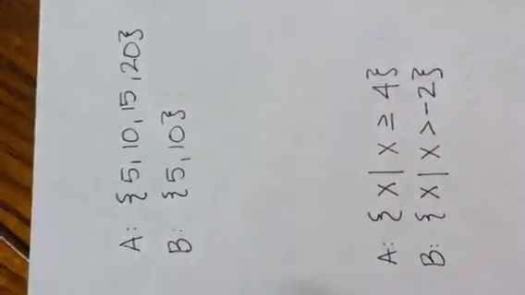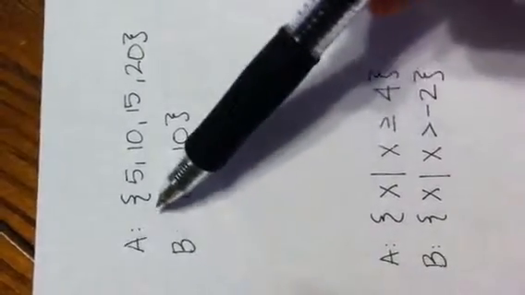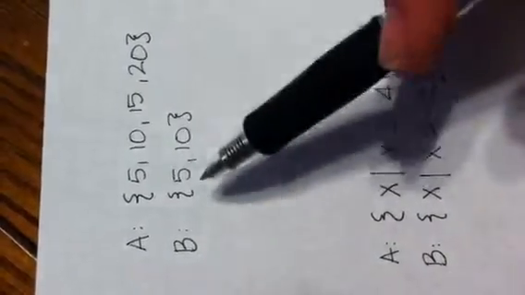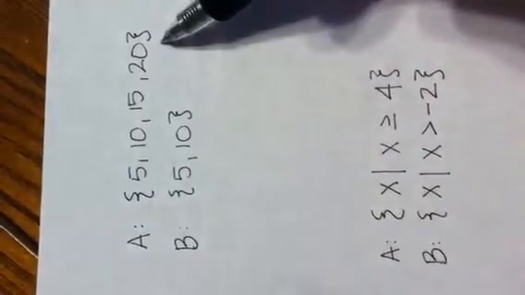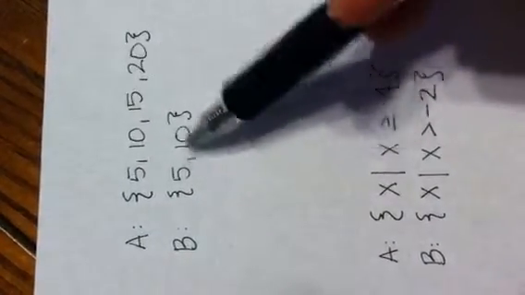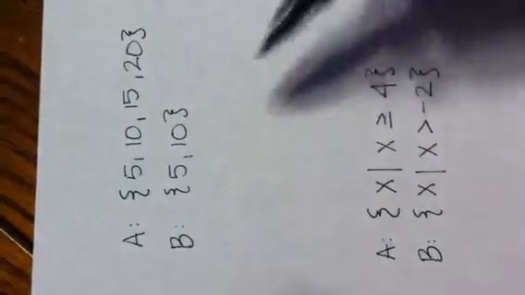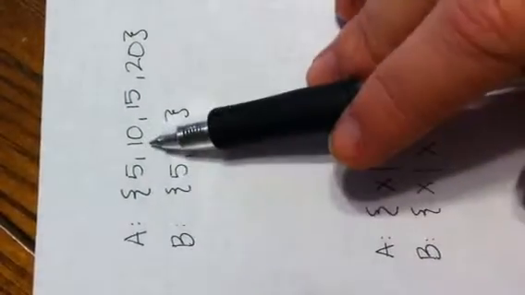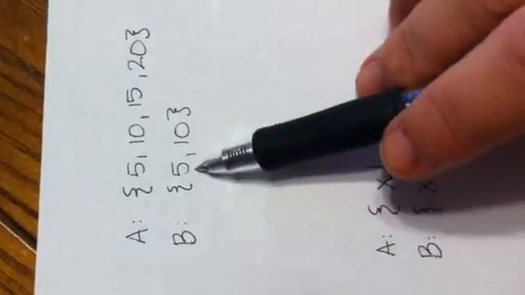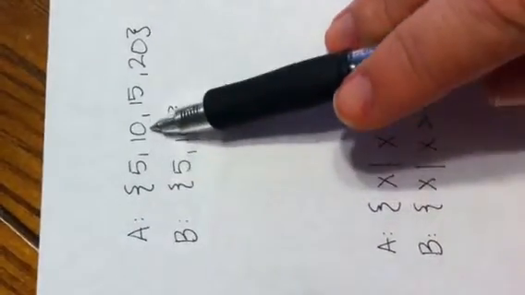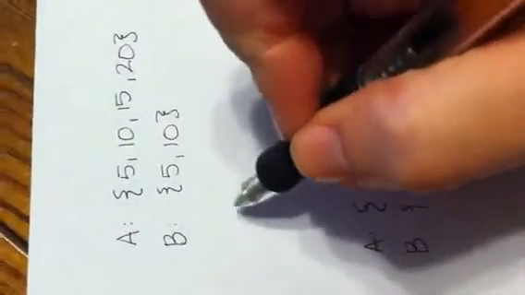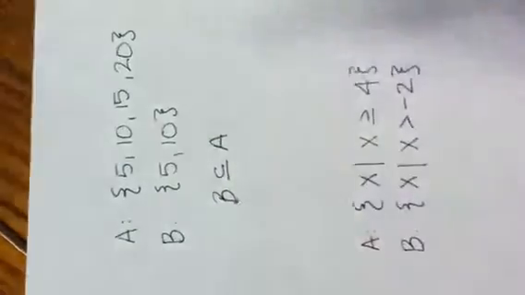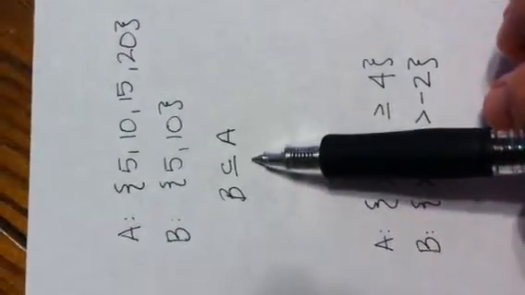Today we talked about figuring out whether a set is a subset of another. The way we know that is if every element in one of the sets is in the other. So in this case, in roster form, it's quite simple to see that B is a subset of A because every element in B is also in A, and that meets the definition. If I were going to write this, I would write B is a subset of A. Remember, this is my notation.